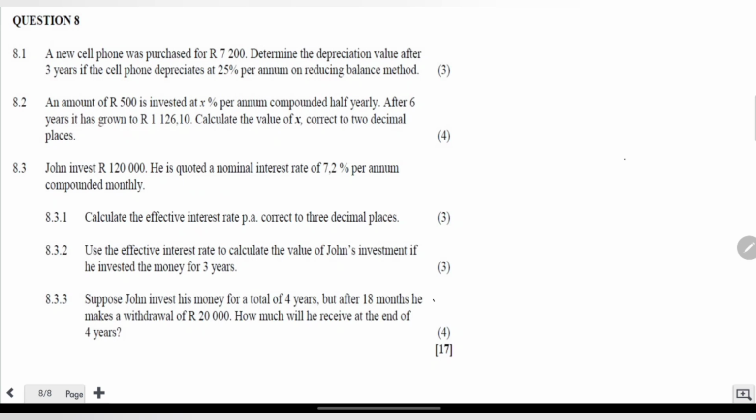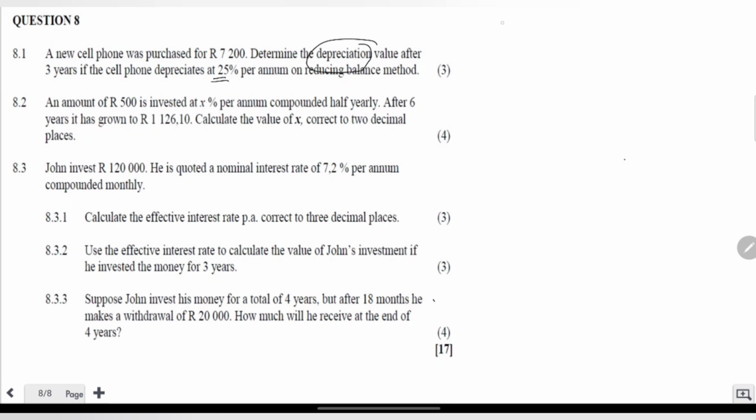Question number 8.1. A new cell phone was purchased for around 7,200. Determine the depreciation value after 3 years, if the cell phone is depreciated 25% per annum on reducing balance. Depreciation, that is the money, the value is going to be decreased.